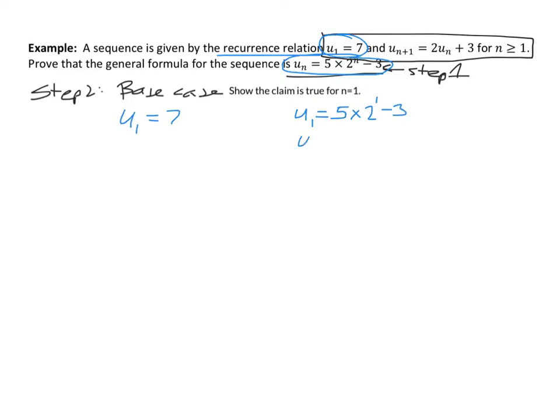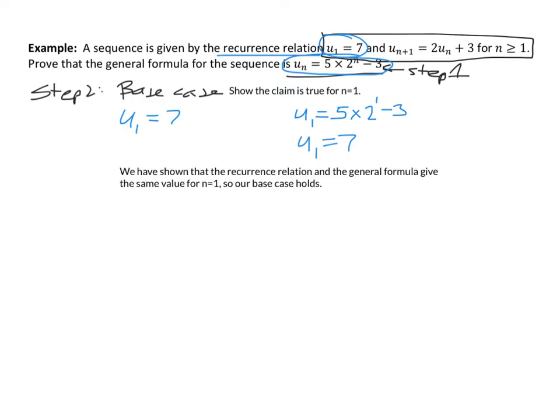So this is clearly 7 also, and so we write a quick statement like, hey, we've shown that the recurrence relation and the general formula both give the same value. I imagine that some of you may find it to be, I don't know that tedious is the right word, but frustrating to need to write these things so often.